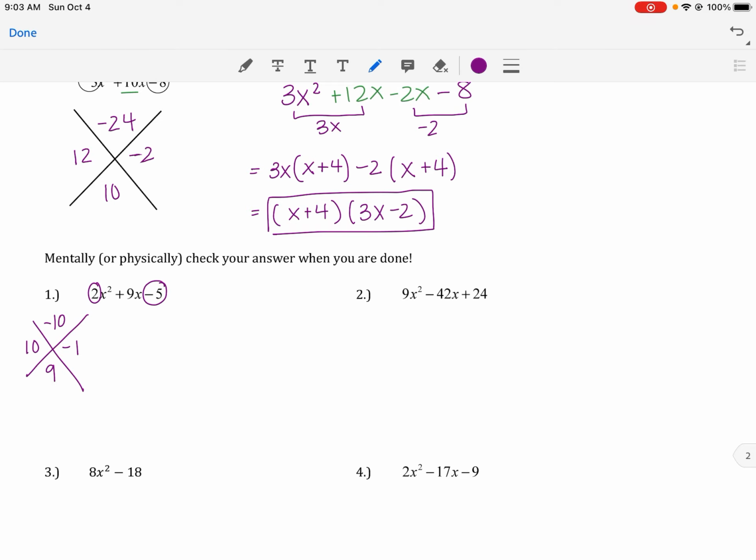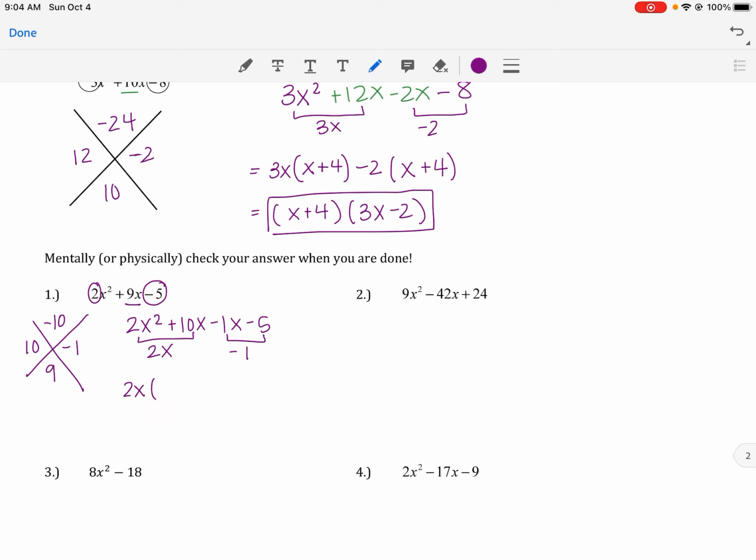So now we're going to rewrite the middle term of 2x squared plus 10x minus 1x minus 5. So we wrote the 9x as 10x and negative 1x, right? Because 10 minus 1 is 9. Now we do our grouping. The GCF of these first two is 2x. The GCF of this next one is a negative 1.